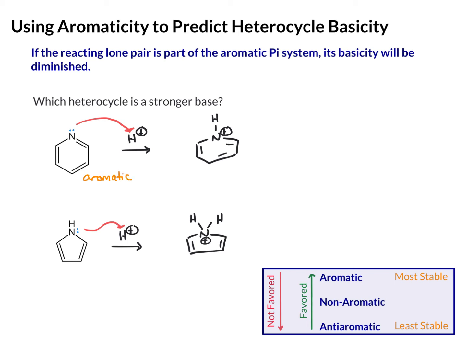After we do this protonation step, we still have the six-membered ring with 6 pi electrons. It's cyclic, completely conjugated. It's still an aromatic ring. So you're really not gaining anything or losing anything in this process. You're just keeping that aromaticity. If we look at pyrrole, we start with an aromatic ring.